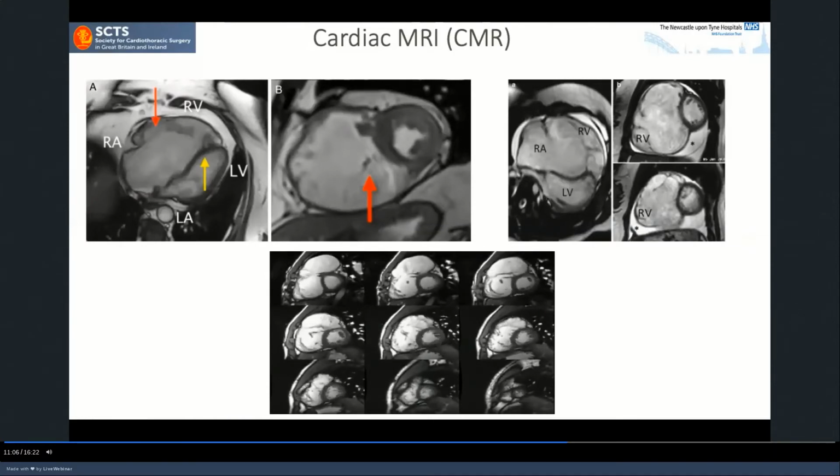In the cine at the bottom, we can see the functional assessment of the right heart and the degree of regurgitation through the tricuspid valve. So cardiac MRI has its role in supplement to the echocardiogram.